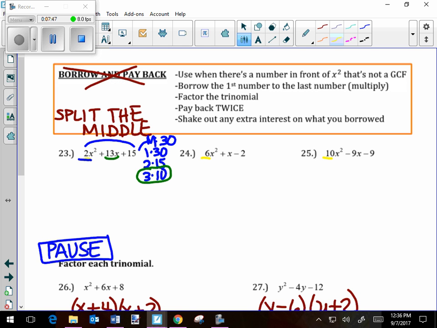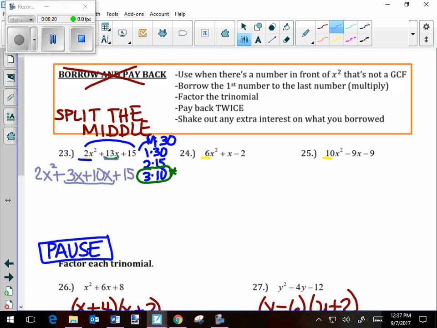So I am actually going to take that middle term, the 13x, and I'm going to split it using these numbers that we have right here. So when I split the middle, I'm going to write the question down exactly like it was, 2x squared plus, and instead of writing it as 13x, I'm going to write it as 3x plus 10x. And it's totally okay to do that because 3x plus 10x is exactly the same as 13x.